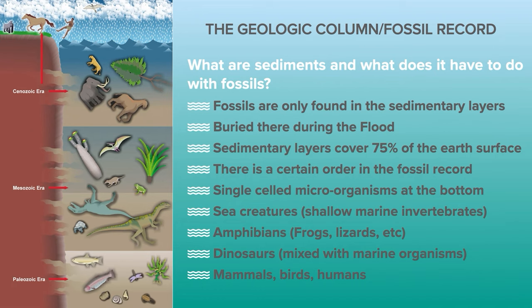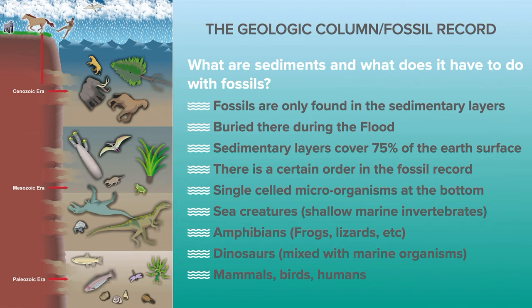In fact, fossils, in other words, the remains of plants and animals or parts of them, are only found within the sedimentary strata because they were buried there during the flood. These fossil-bearing sedimentary rock layers cover almost 3/4, 75% of the Earth's surface. Now you know why. It's all because of the flood. The fossil record isn't about time periods, but rather it is about the location in which organisms occurred and the order in which they were buried by the rising sediment-laden waters of the flood.